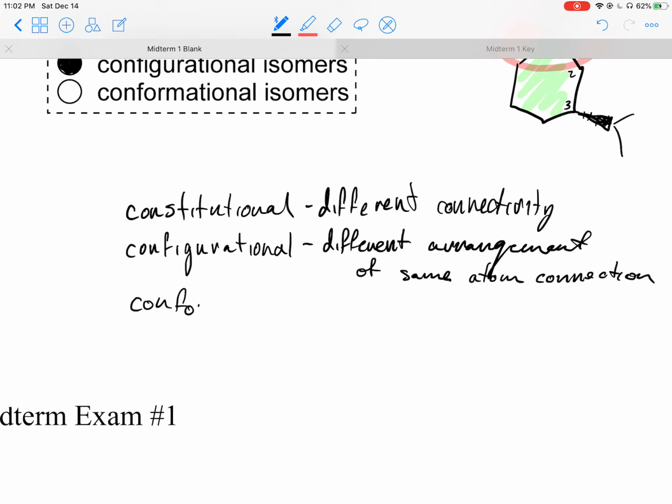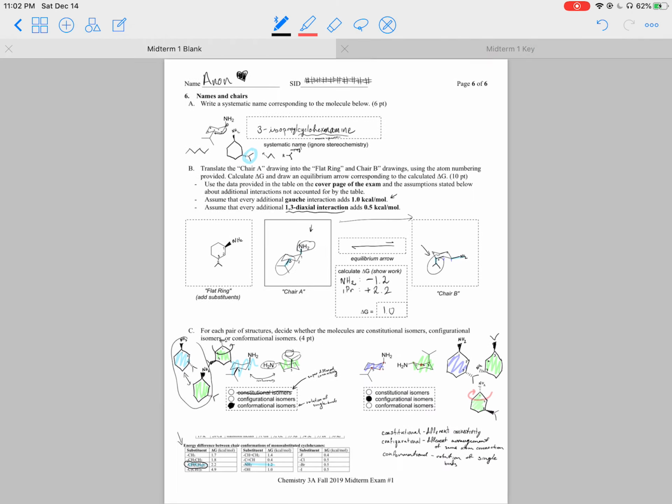Conformational is just rotation of a single bond. That's like the Newman projections too. The different conformations of each other, the rotations of the single bonds. Okay, so that is the end of midterm 1 for Chem 3A. Hope that you learned something.